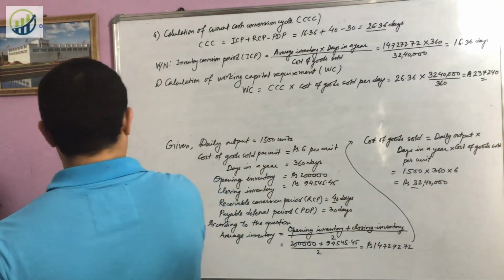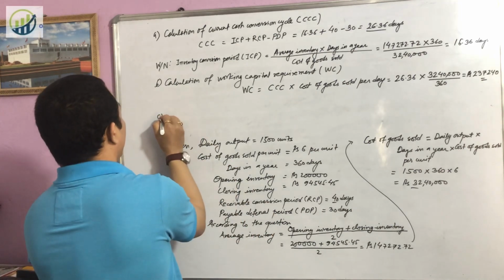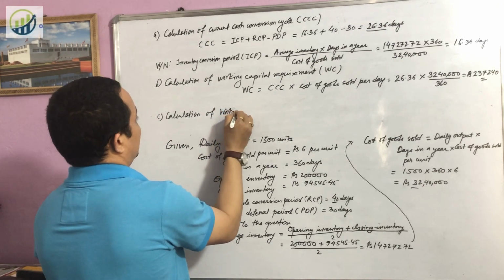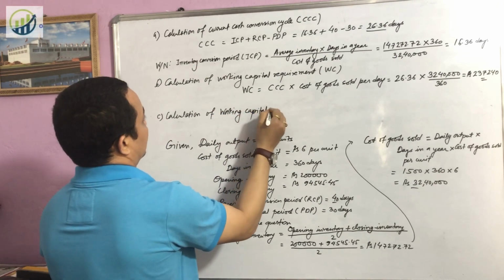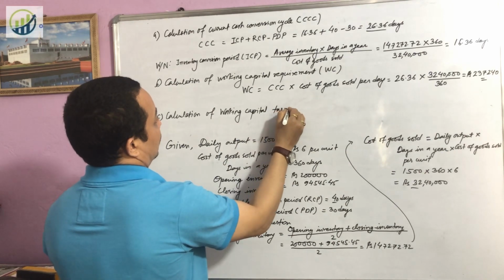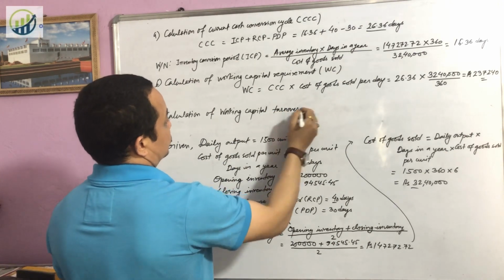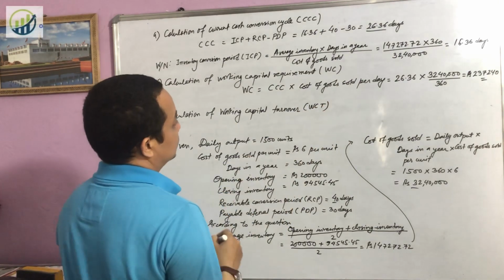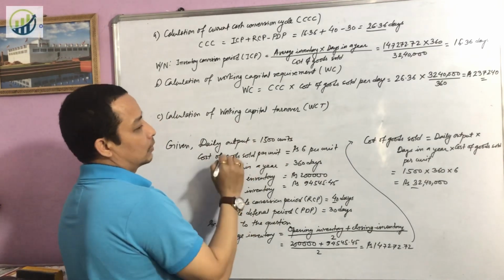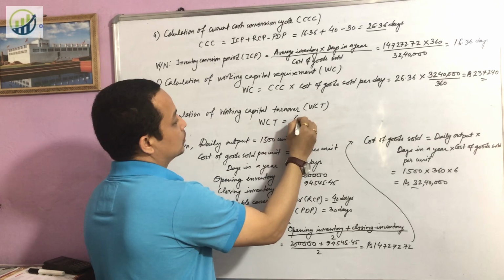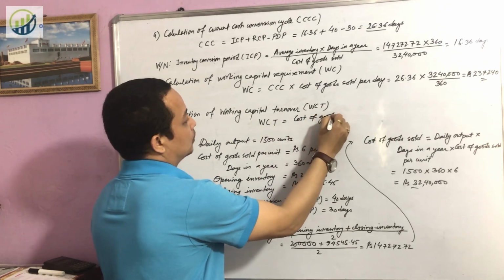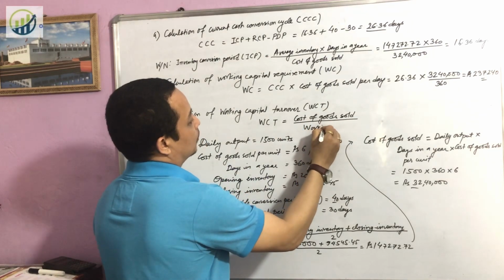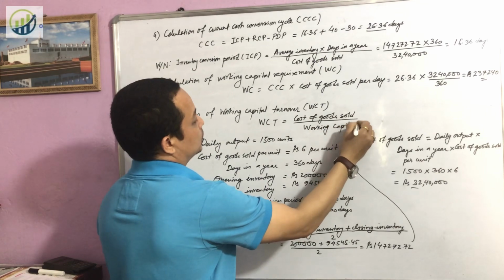Working capital turnover. So here now calculation of working capital turnover. So here you can write WCT shortly, or you can write working capital turnover, the same thing, equal to cost of goods sold upon working capital. So this is your formula.